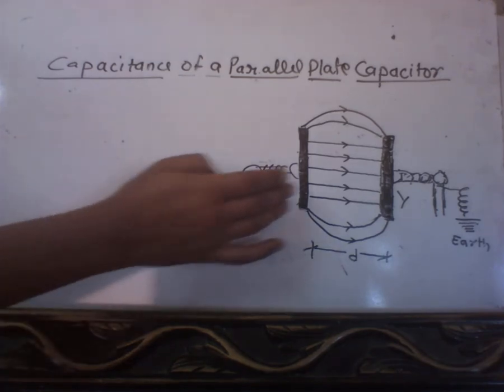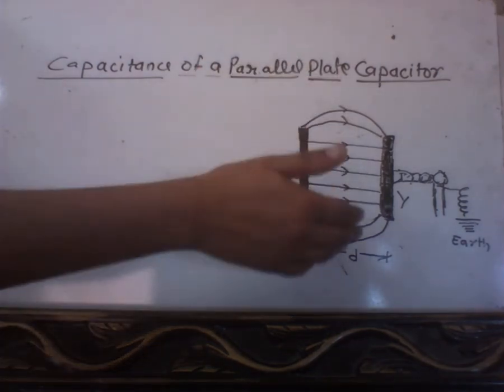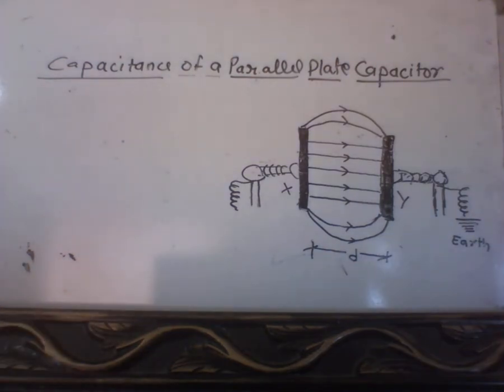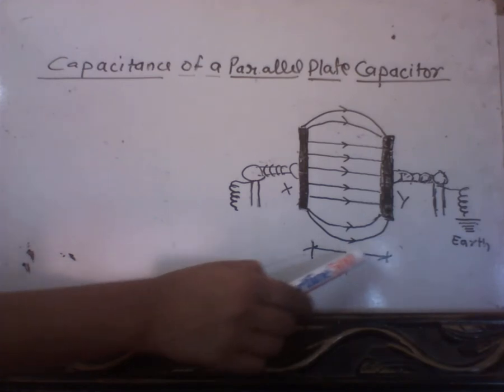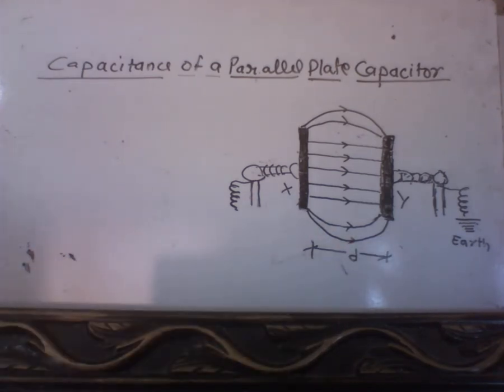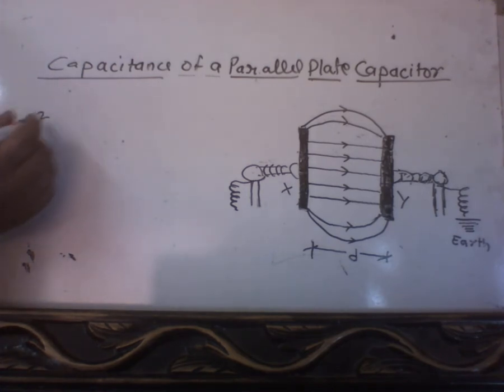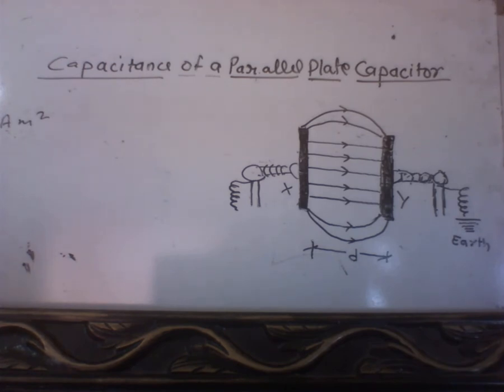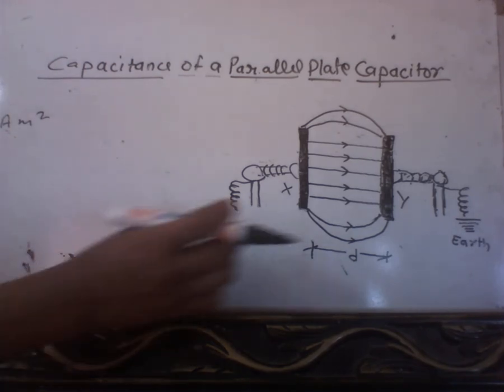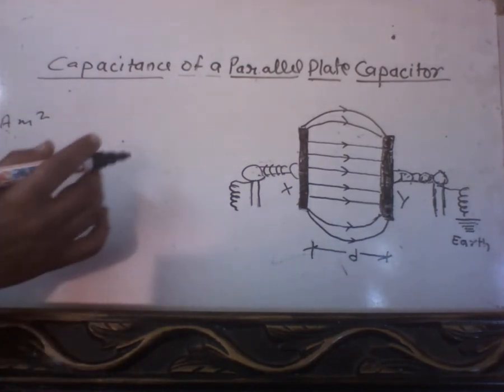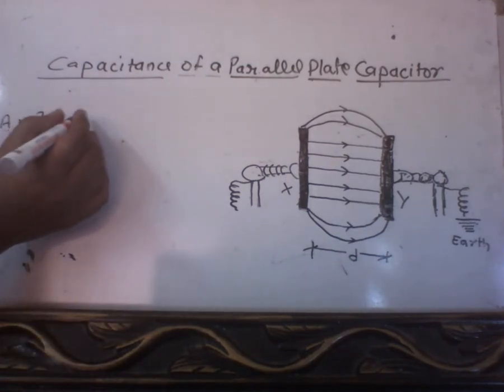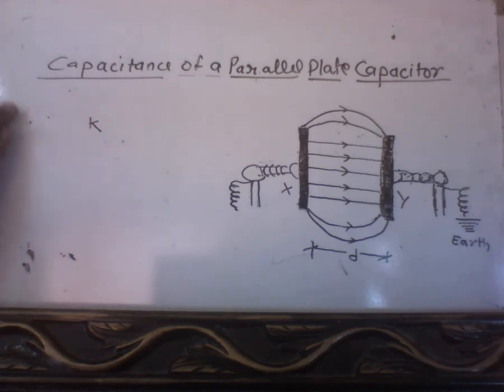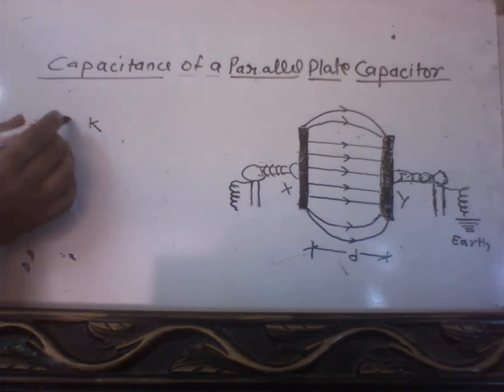The plates are parallel to each other and the space between them is filled with either air or some dielectric. Here are two plates X and Y, separated by a small distance d. Let the area of the plates be A meter square, and the space between them is filled with a dielectric, and the value of the dielectric constant is K.